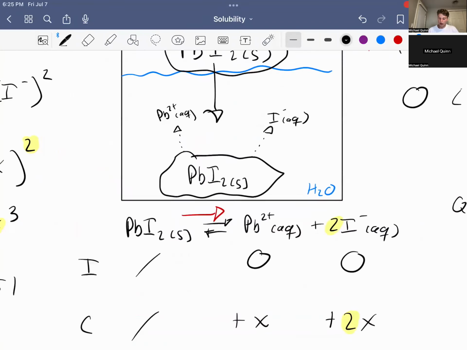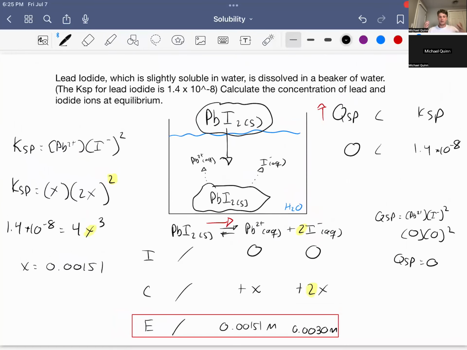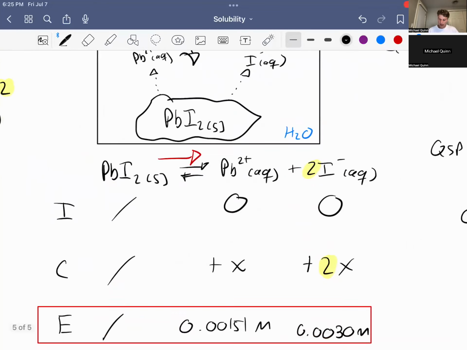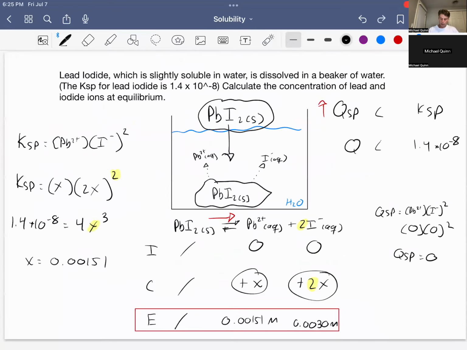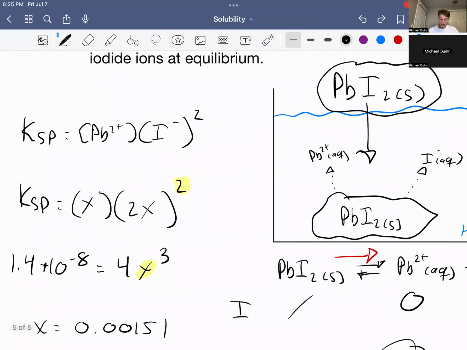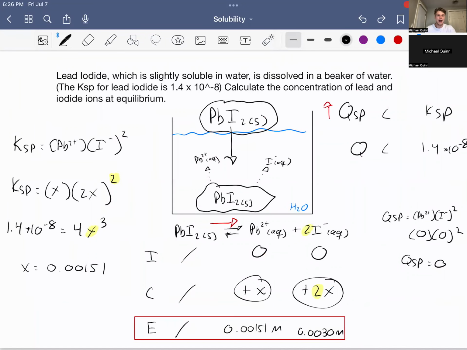So this is how you would use an ice table to solve a problem like this, remembering to draw your beaker, write an expression, and when you fill in your ice table, you're assuming that at the beginning of this reaction, we would have no ions. Q would be less than K, so we want to proceed this reaction to the right to make more products, meaning we will plus X and plus 2X for our 2 iodide ions. And plugging this into our Ksp expression, we can solve for X and get the equilibrium concentration of lead and iodide ions.